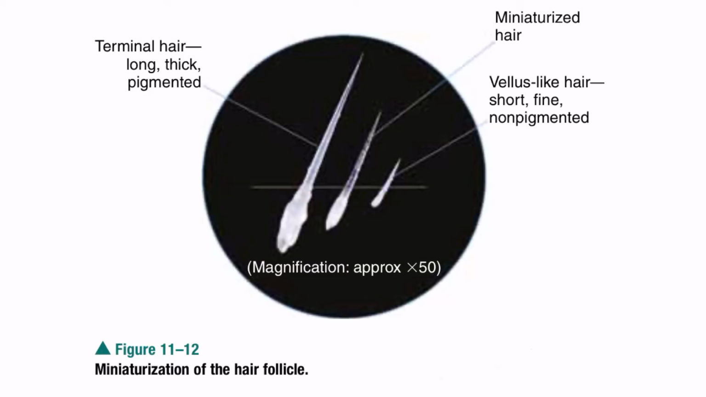Terminal hair is long, coarse, pigmented hair found on the scalp, legs, arms, and bodies of males and females. And then here again is a 50 times magnification of a terminal hair on the left, which is long, thick, and pigmented. In the middle, you have a miniaturized hair. And on the right, you have vellus-like hair, which is short, fine, and non-pigmented.